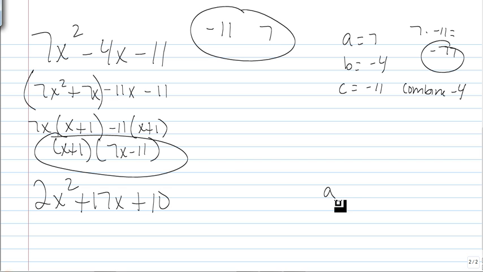Alright, let's try one more example. I have my a, which is 2, my b, which is 17, and my c, which is 10. So once again, let's multiply a times c. So 2 times 10 is 20. So I'm looking for ways to multiply to 20, but also combine to 17.